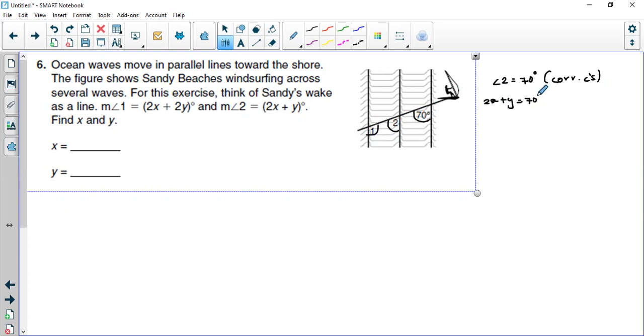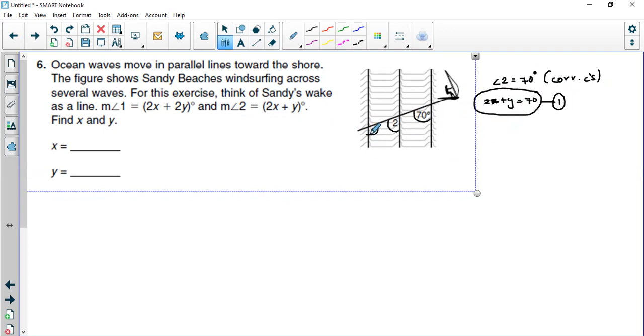70 degrees. Now, if you notice, we cannot solve this equation because we do not have the value of x or y. We can solve an equation only if we have the value of any one variable. So this is when the systems of equations come. But still, I'll show you how to solve this. So this is one of the equations we have. Keep it aside. Let's name it as number 1.